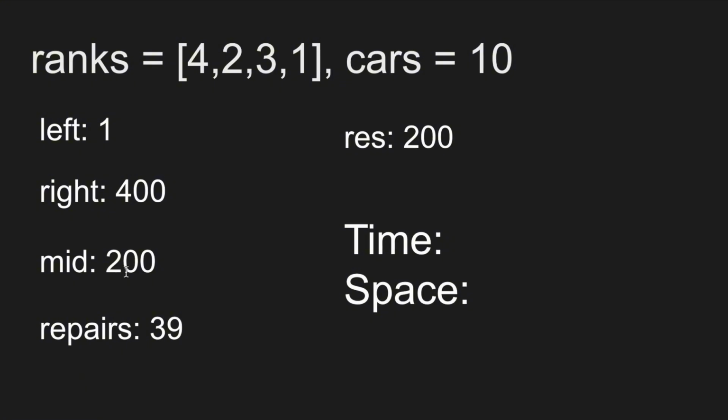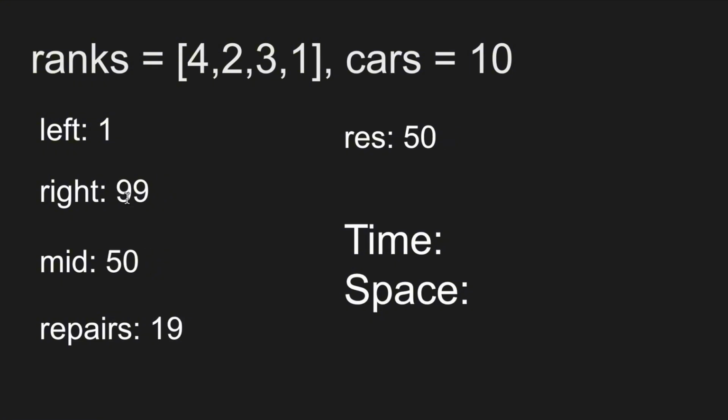And also one more thing, when we do the calculation, we always need to round down to the nearest integer. So since 39 is greater than 10 cars, it means 200 minutes is more than enough, so we can shift the right pointer. Now the right pointer is 199 and the left pointer is still 1, so the middle value is 100, and we see that it can make 27 repairs, which is enough time, so we can change the result to 100 and shift the right pointer again.